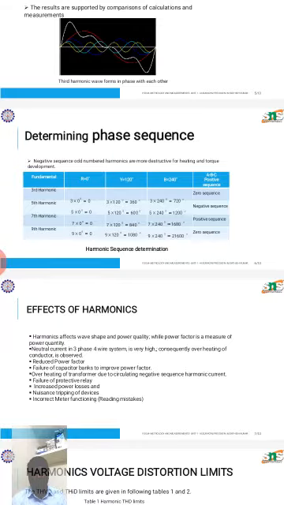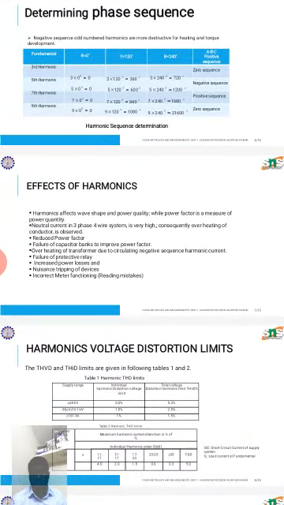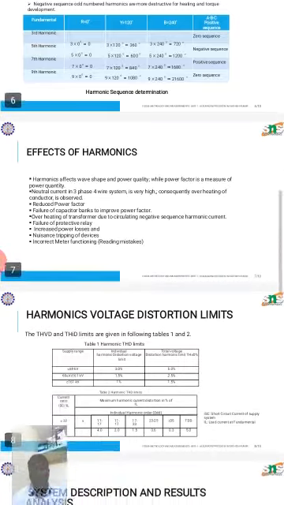The third harmonic is zero sequence. The fifth harmonic is negative sequence, and the seventh harmonic is positive sequence. The ninth harmonic is zero sequence, as tabulated. Next one, effects of harmonics.